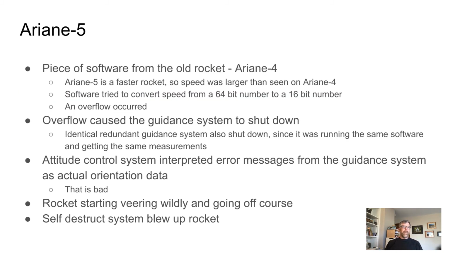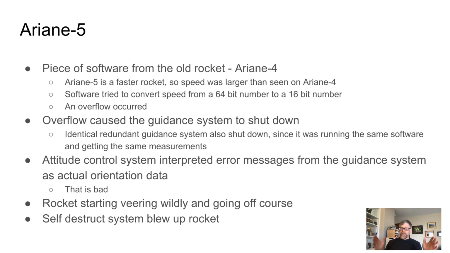And what happened? Well, what happened was that it was actually a software glitch. There was absolutely nothing wrong with the hardware at all. It was software. In fact, it was actually a piece of software from the old rocket, the Ariane 4 rocket. But the Ariane 5 is actually a faster rocket, so the speed was larger than on an Ariane 4, and the software tried to convert speed from a 64-bit number to a 16-bit number.